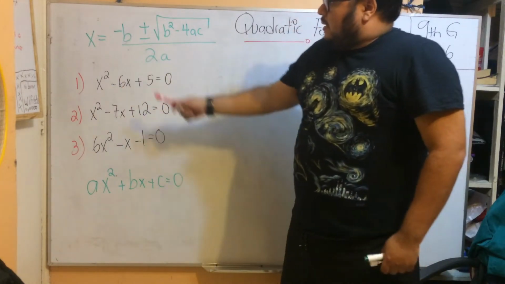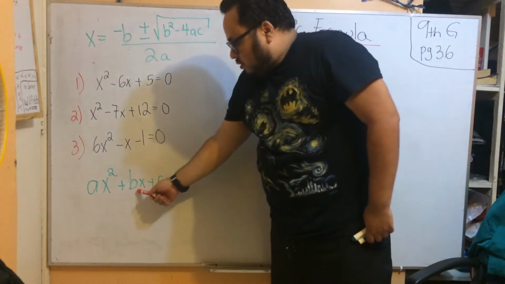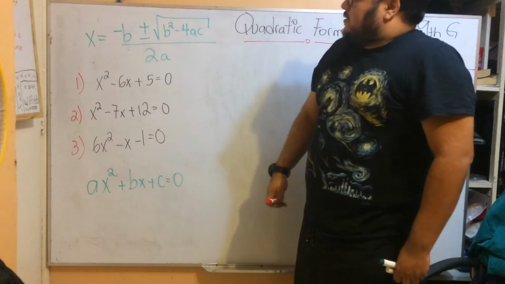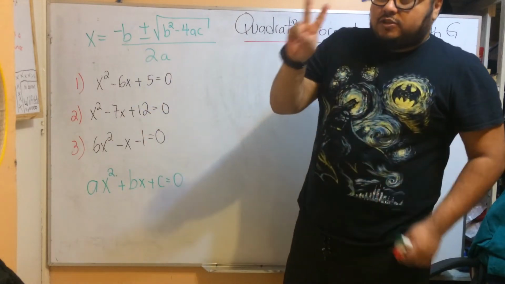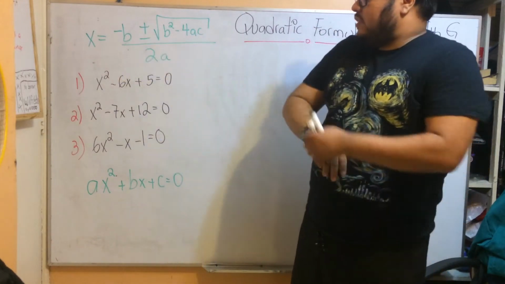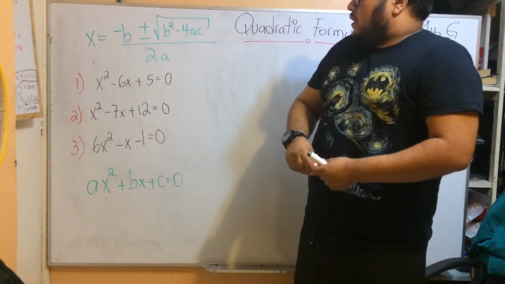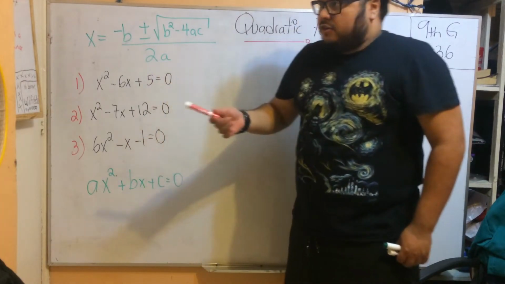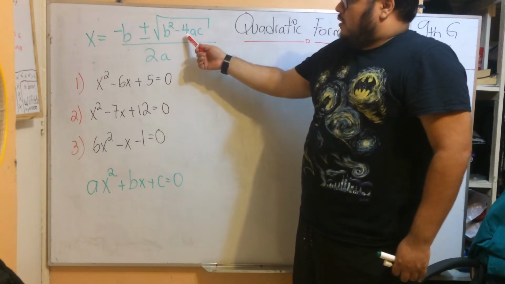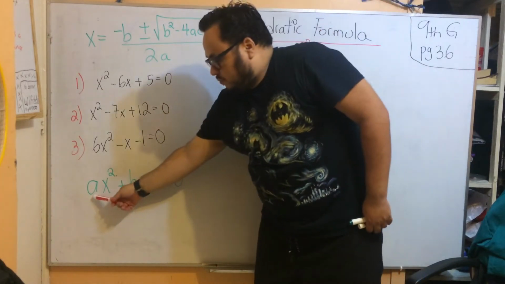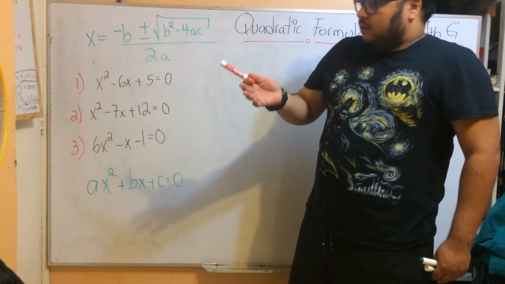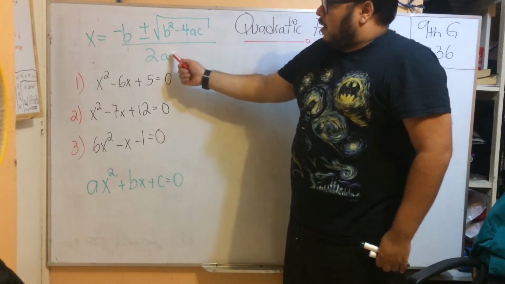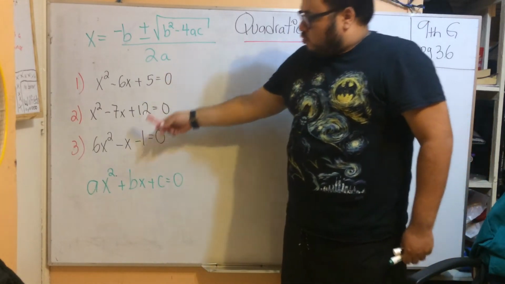Where do we find b? b is the coefficient next to the linear term. So negative b is going to be the number next to the x. Then plus minus, that's going to give us two values, one with the plus, one with the minus. That's how we get the two values. Inside the square root we have b squared, which is the linear term, and then minus 4 times a times c. a would be the term next to the quadratic, and c is the value that's left alone, and then on the bottom is 2 times a, which would be the first term.